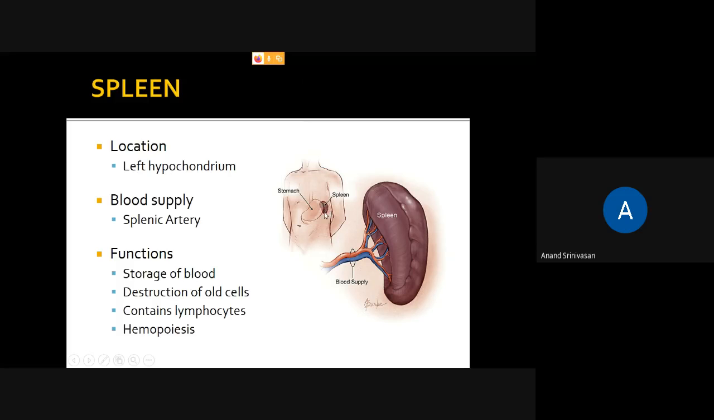The last structure is the spleen. It's located in the left hypochondrium, supplied mainly by the splenic artery, and it is a lymphatic organ. It is also in your upcoming TBL. The main functions are storage of blood, destruction of old cells, containing lymphocytes, and hemopoiesis. So these are the functions of the spleen, mainly located in the left hypochondrium.